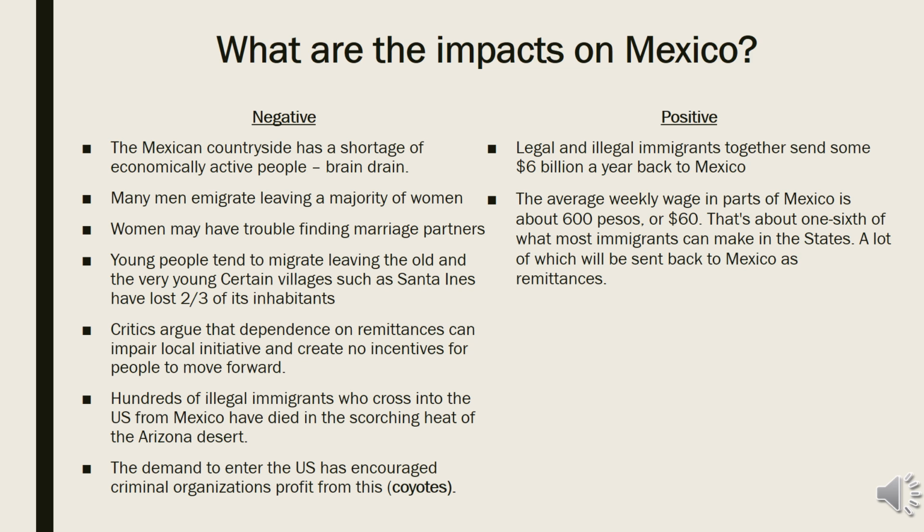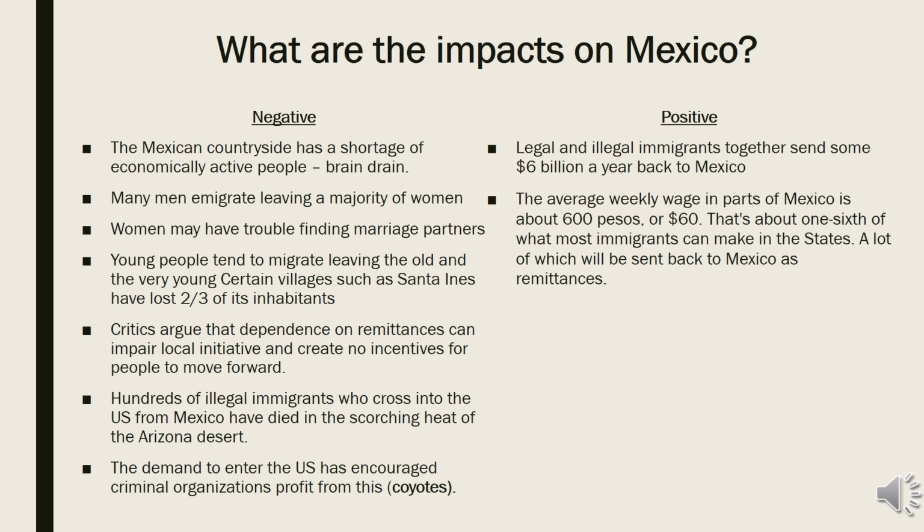In addition to this, hundreds of illegal migrants who cross into the US from Mexico have died in the scorching heat in the Arizona deserts, and they've also been arrested and put into prison. The demand to enter the US has also encouraged criminal organizations to profit from this. These people are sometimes called coyotes.